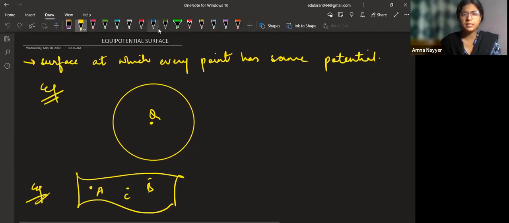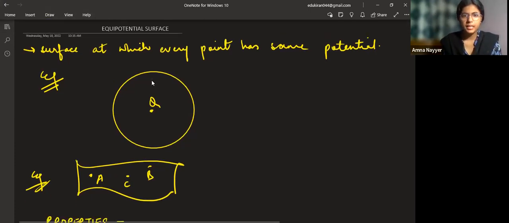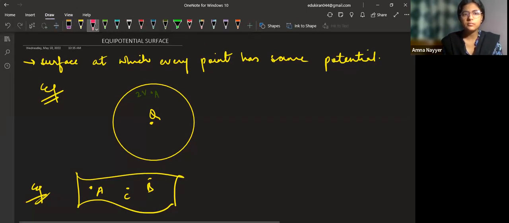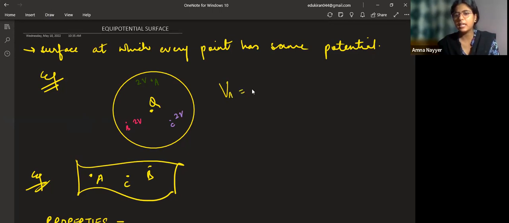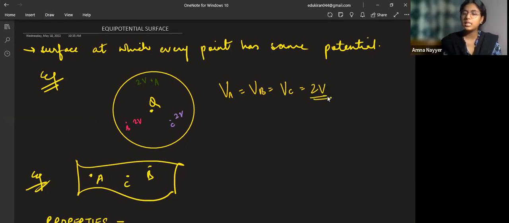Suppose I choose a point. Here I have chosen a point, point A. Here I am seeing the potential is 2 volt. Coming to this point B, here also I'm seeing the potential is 2 volt. Then this is point C, here potential is 2 volt. So what can you conclude if I tell you that all the potential values for A, B, C are 2 volt? It means potential at A is equal to potential at B is equal to potential at C, which is just equal to 2 volts. So then you can conclude this is an equipotential surface.